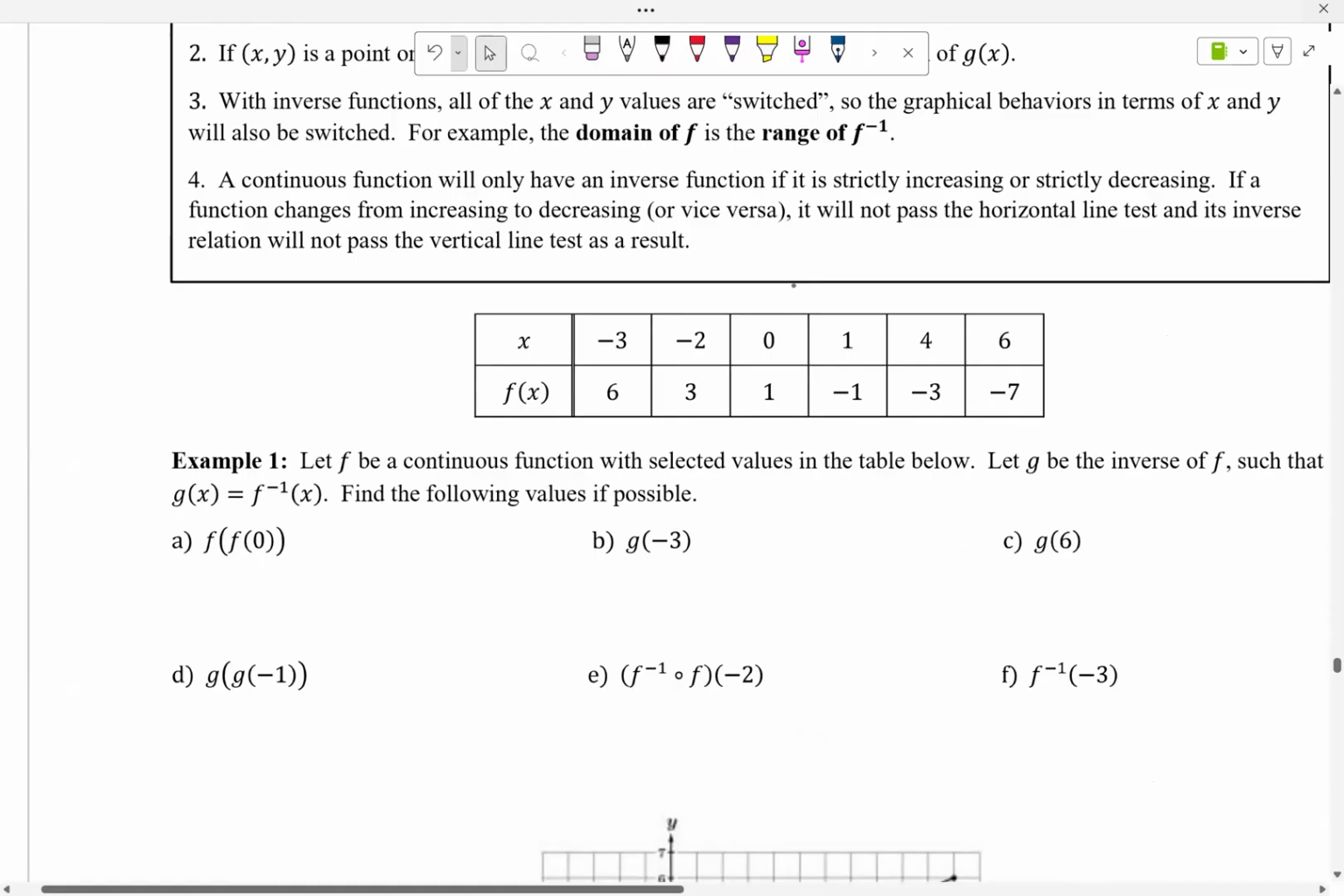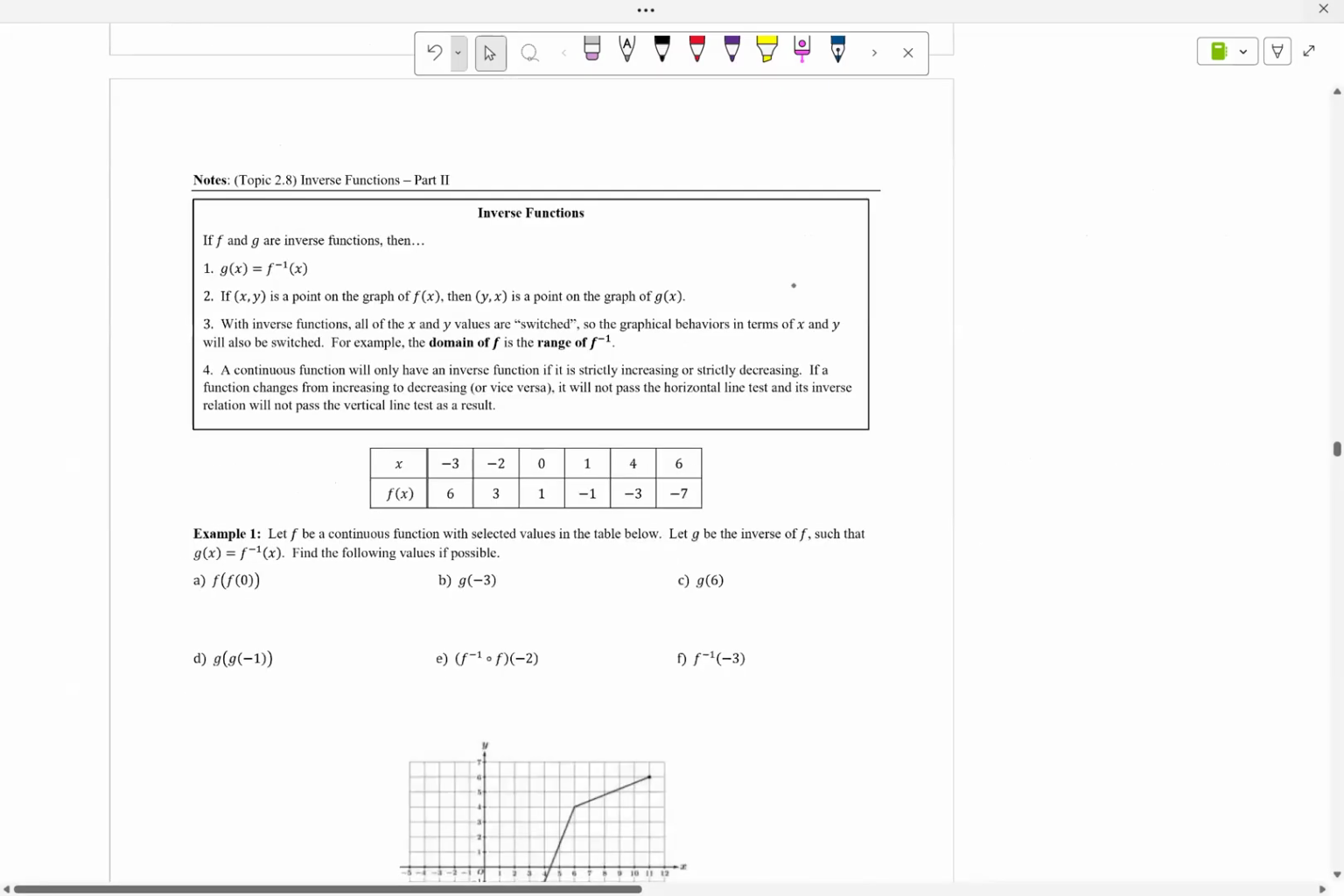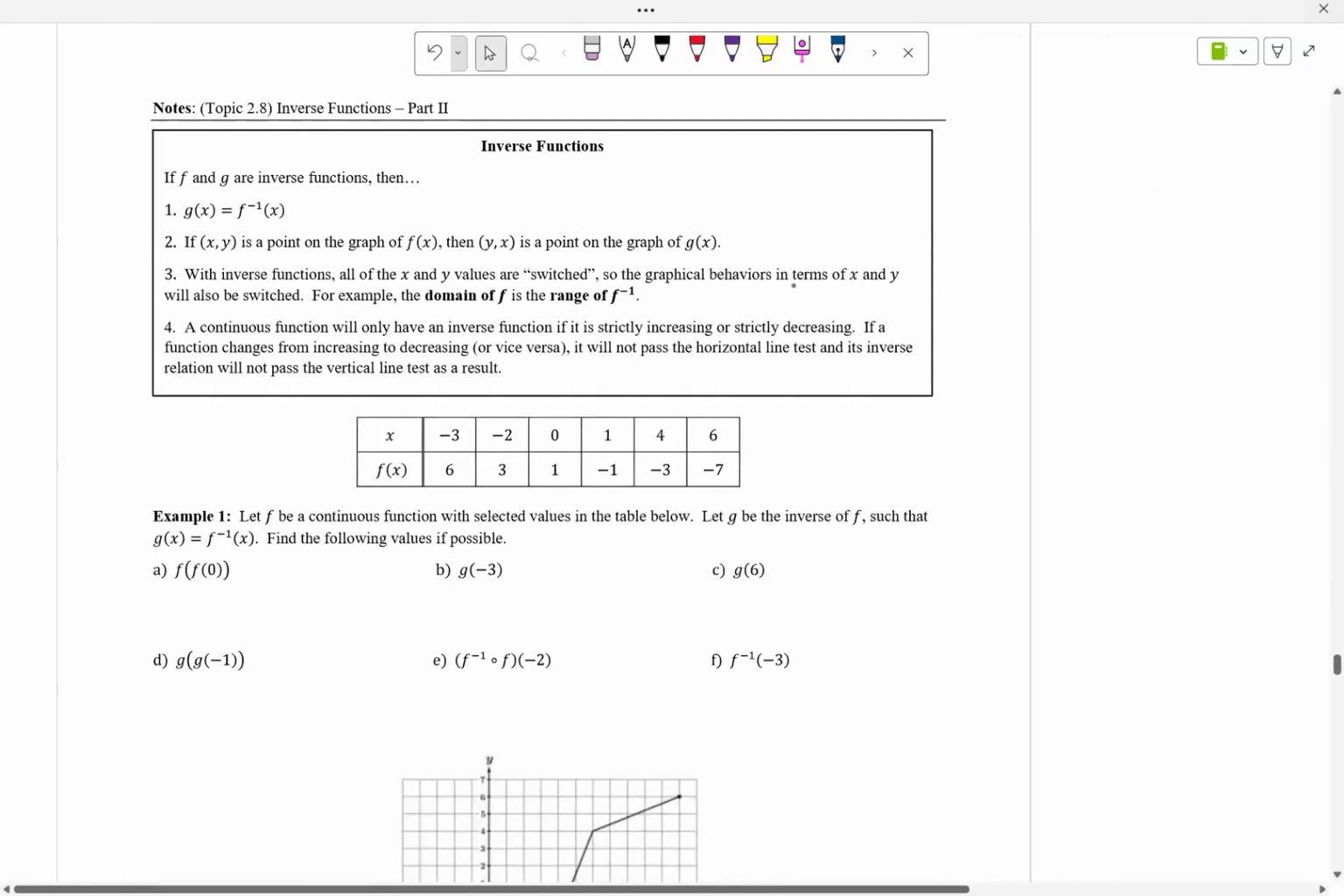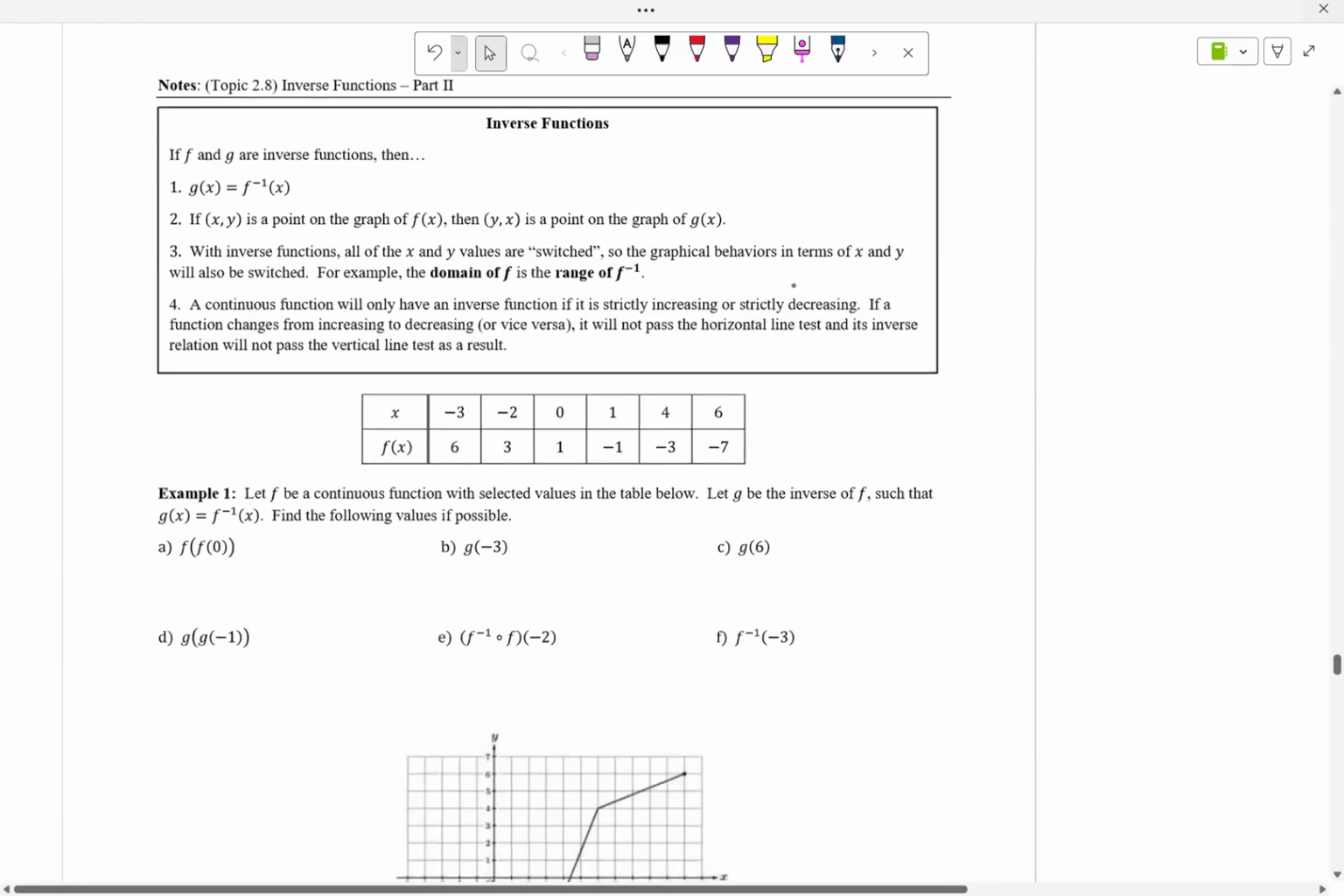Example one, it's the next page, right? Mhm. It is. Do you want to see your code? I think this is the next page. I'll show you more context. Inverse functions part 2. Oh, I see it. Thank you. No problem.